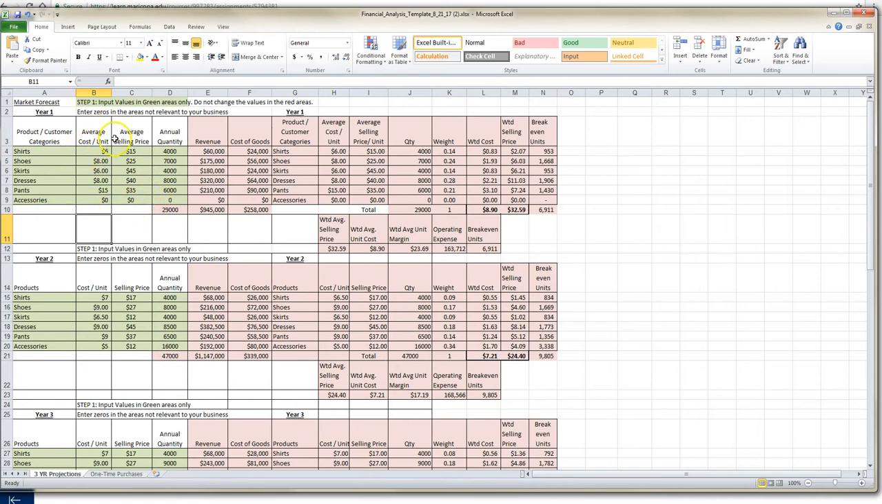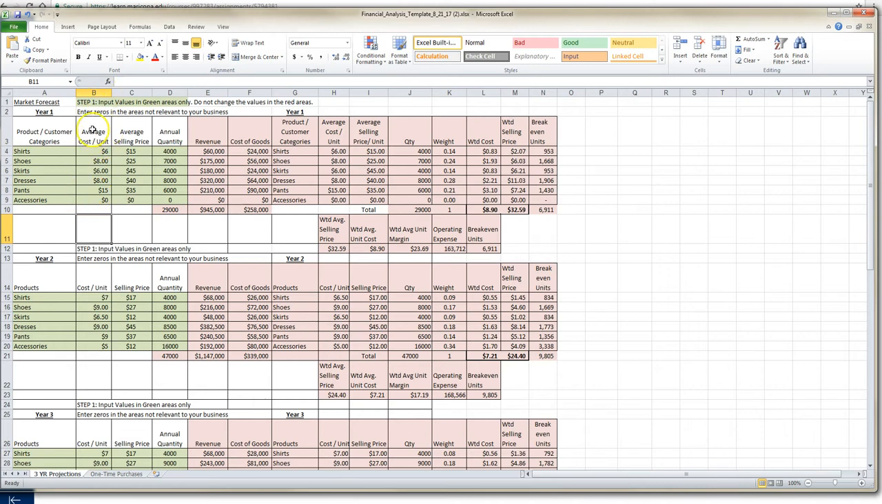The average cost per unit, the average selling price per unit, and the annual number of units or quantity of each product. The example is set up to illustrate a clothing line that sells shirts, shoes, skirts, dresses, pants, and accessories, as you can see.